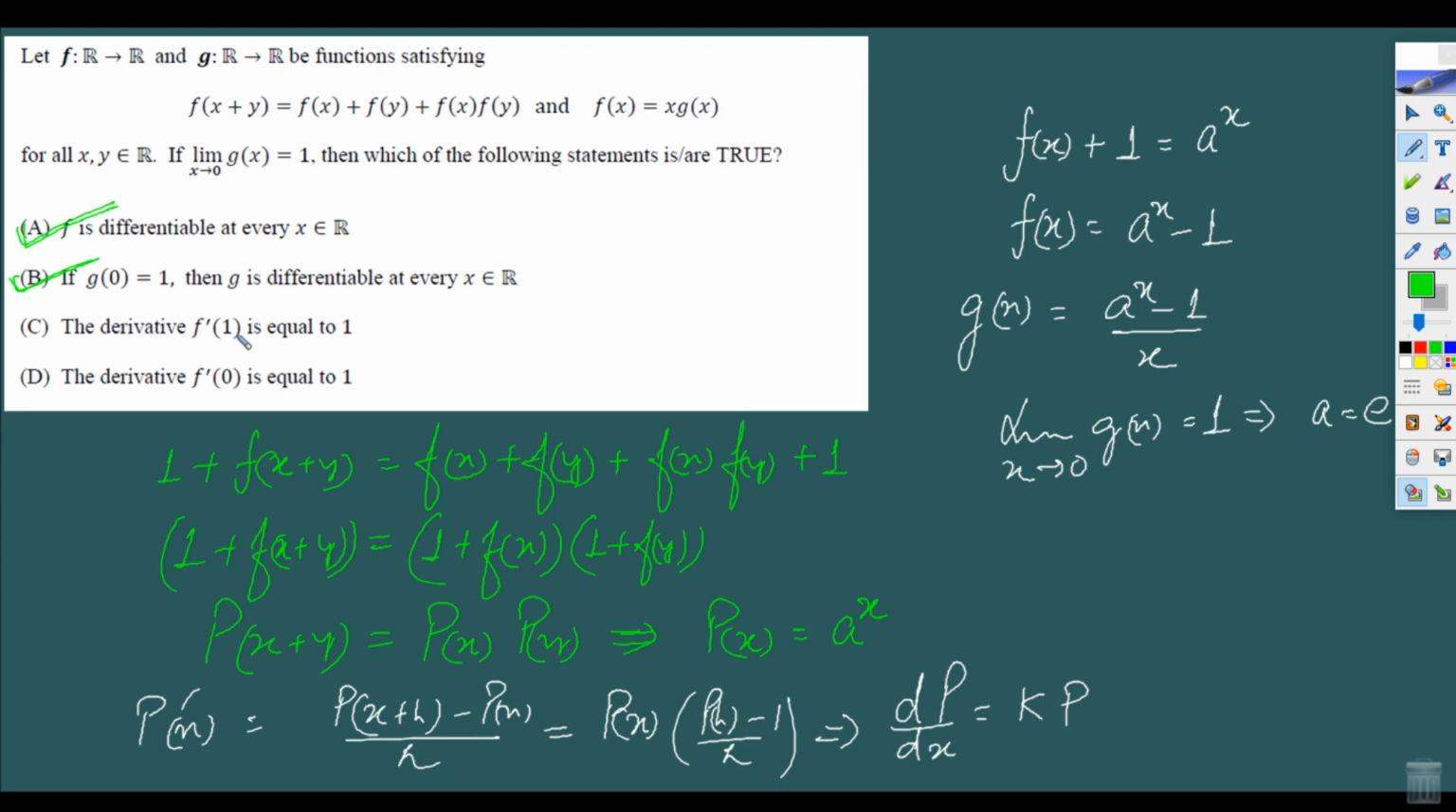The derivative f dash of 1, so let us quickly see what is f dash of x. F dash of x, a already is e, is basically e to the power x as such. So at 1 it will not give a value equal to 1, but at 0 it will definitely give a value 1. So the correct answers are A, B and D.